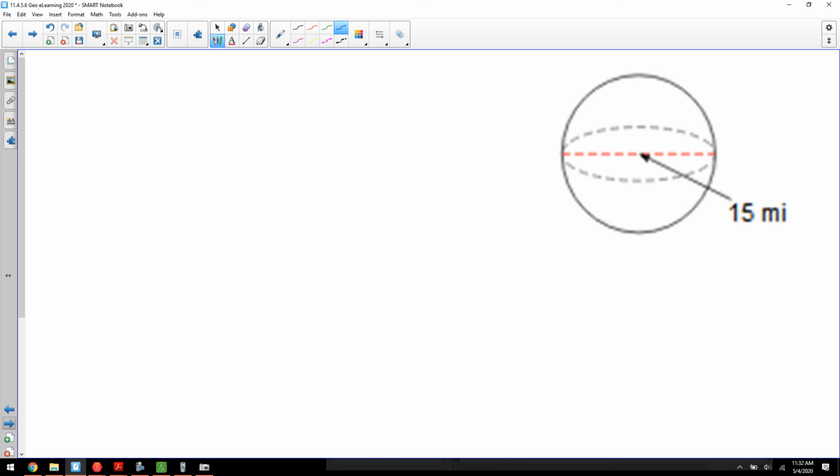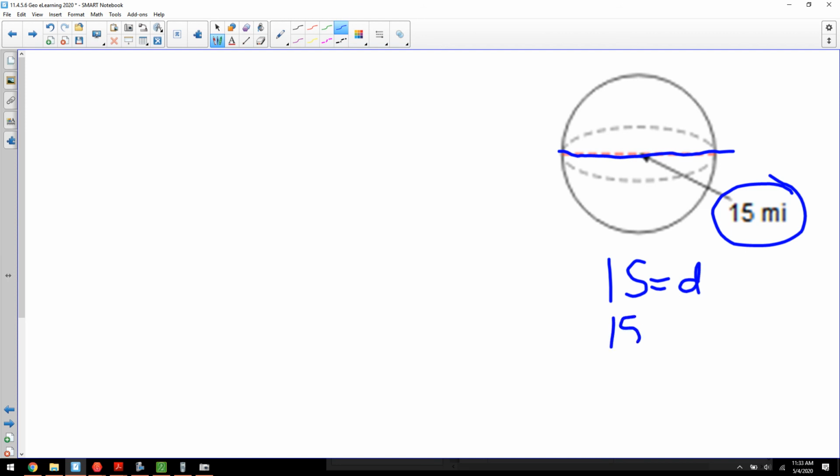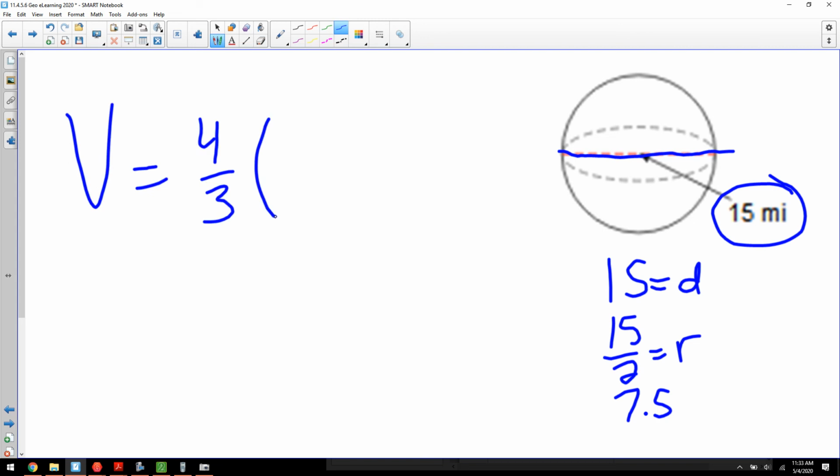Again, in this case here, notice the 15 goes all the way across the sphere, which means this 15 is a diameter. So 15 divided by 2 is the radius. Now, if you get the decimal of that, that's going to be 7.5. Shouldn't be so bad. So volume, 4/3, 7.5 cubed times a pi.